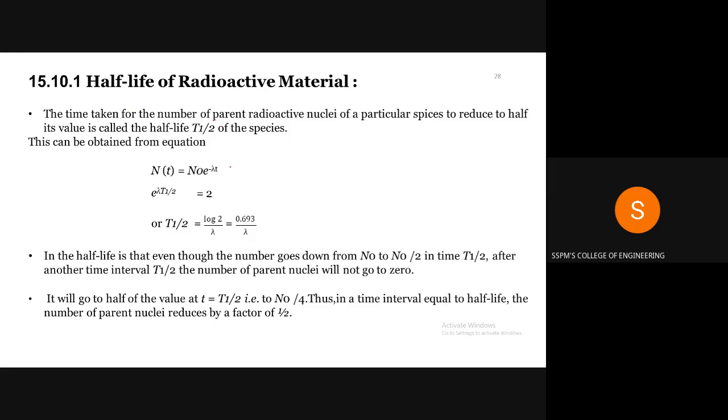The number of nuclei at any time t equals the number of nuclei at its original time, that is at t equals 0, into e raised to minus lambda t. So after derivation and substitution, you get the equation where e raised to lambda t half is substituted, and t is to be replaced by t half into lambda. How this Nt by N0, Nt by N0.